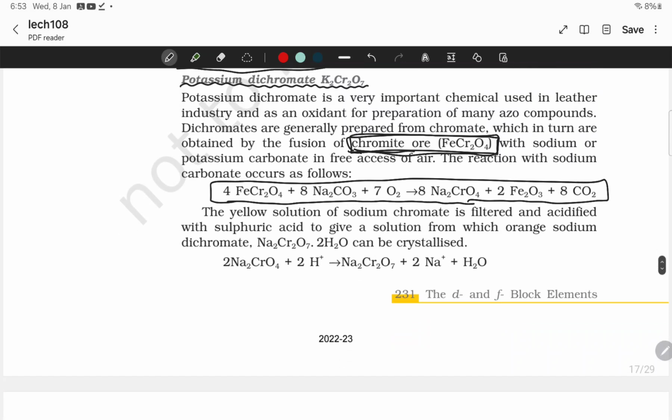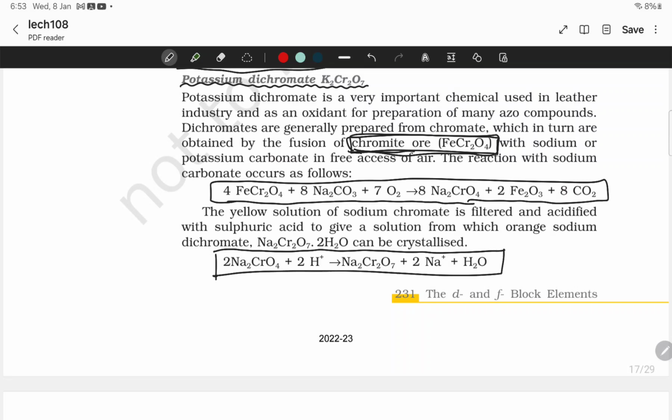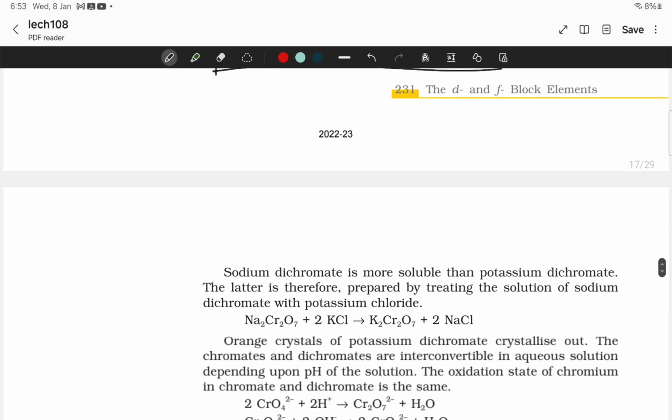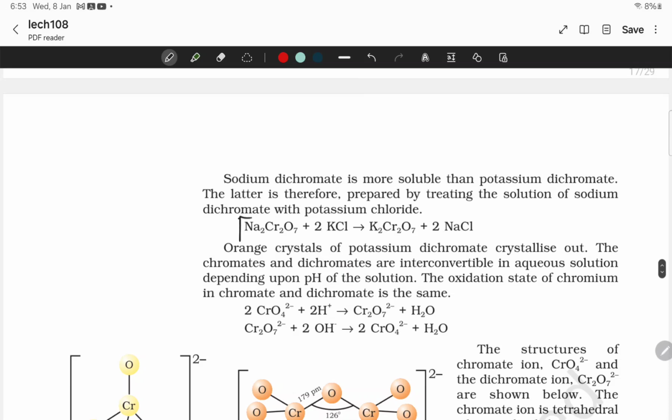And take this Na2CrO4 and acidify it. We get Na2Cr2O7, that is sodium dichromate. The sodium dichromate, when treated with KCl, we get potassium dichromate.